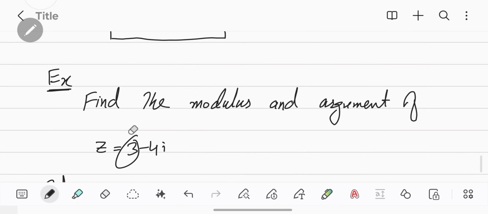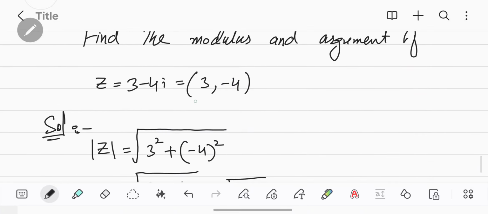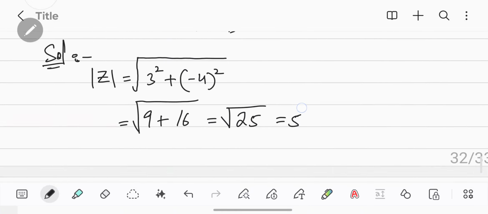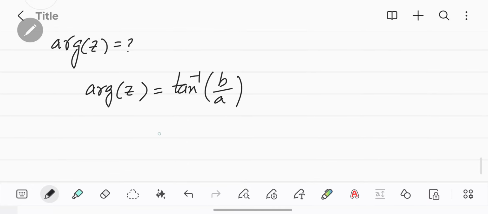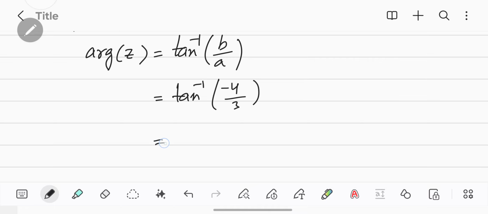So in this example, this is your a and negative 4 is your b. You have to first separate what is a and what is b. You can write it 3 comma minus 4. This is your a and this is your b. So b is negative 4 and a is 3. So you will write tangent inverse of negative 4 by 3. If I calculate this value from the calculator, it will give me negative 53.13 degrees.